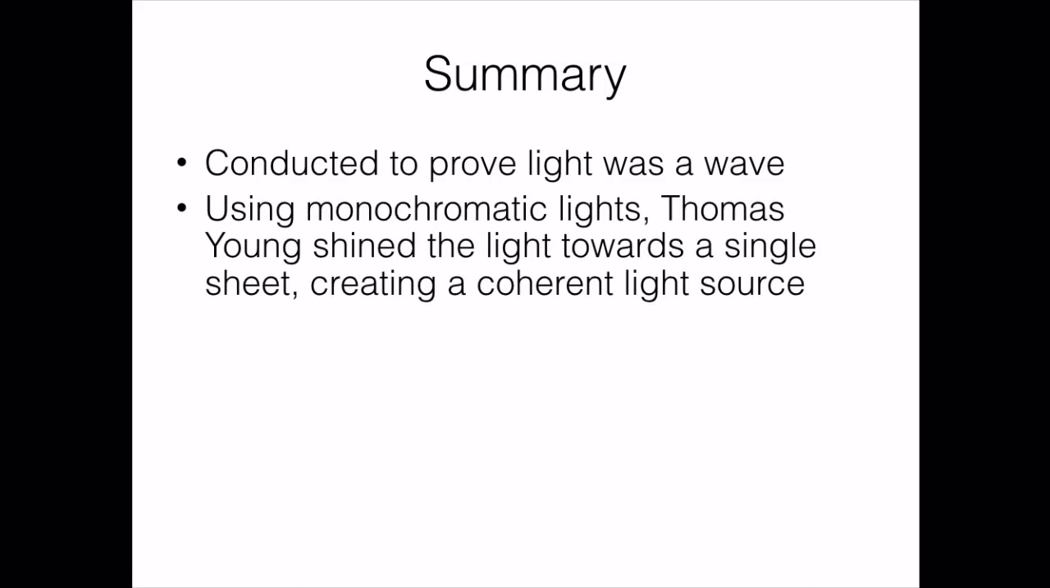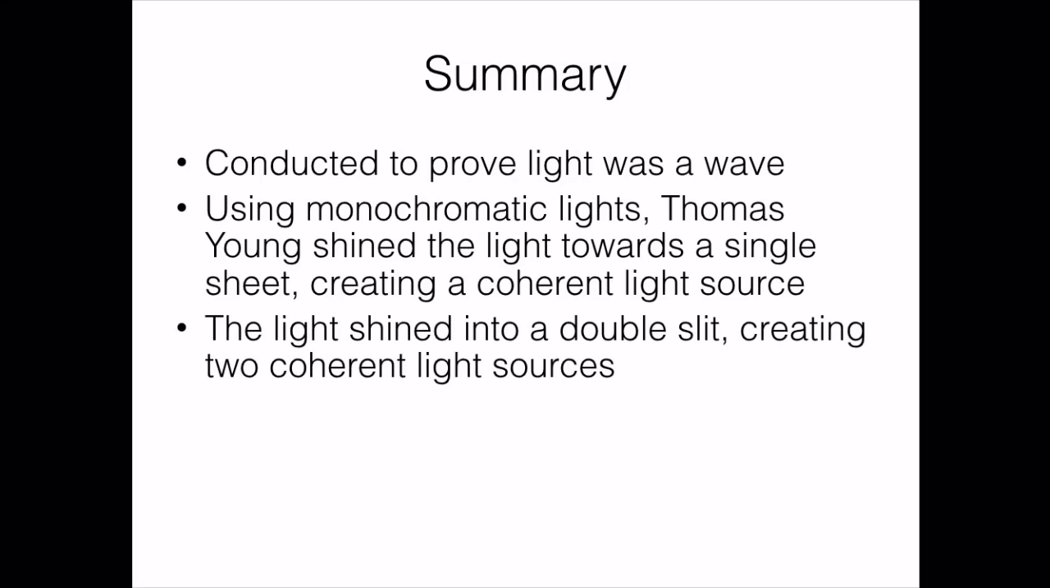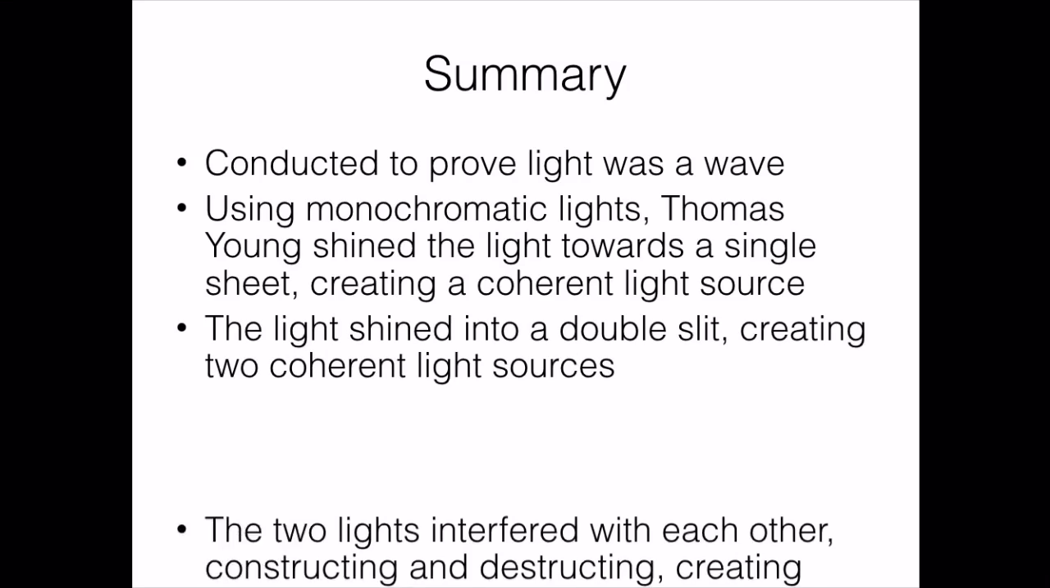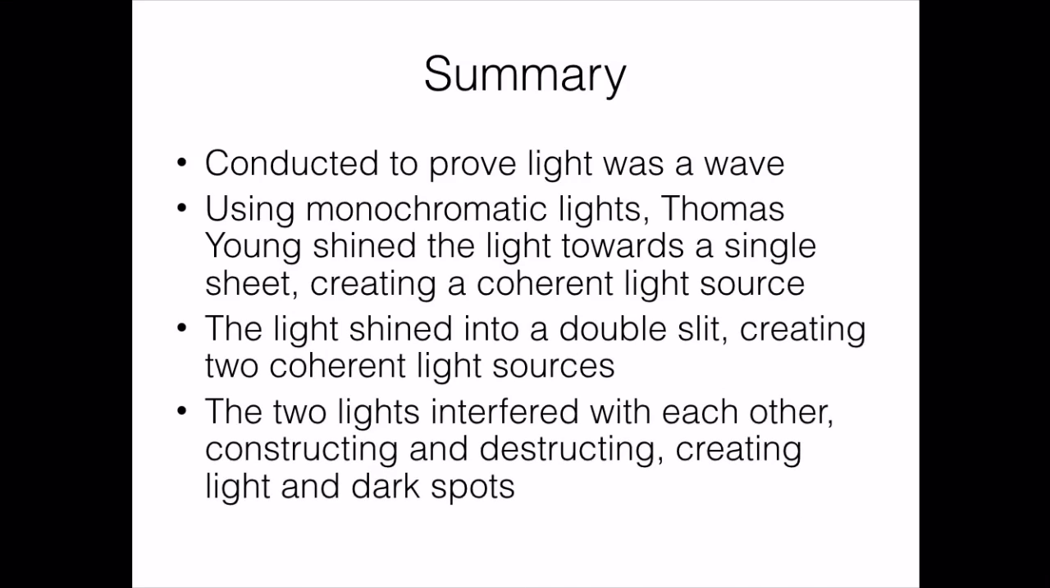Using monochromatic light, Thomas Young shined the light towards a single slit, creating a coherent light source. The light was then shined into a double slit, creating two coherent light sources, and the two lights interfered with each other, constructing and destructing, creating light and dark spots.